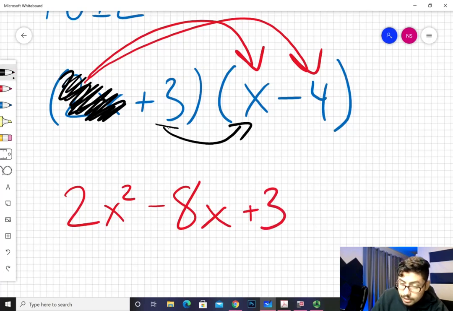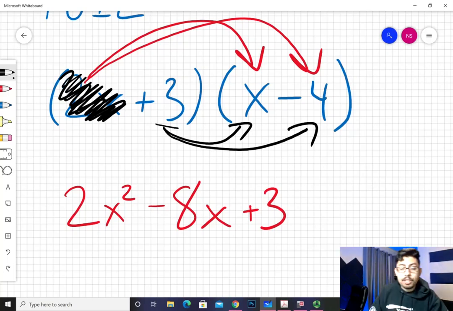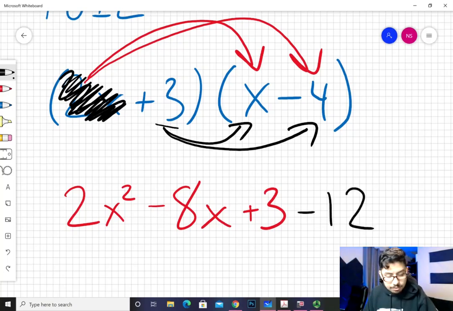Then, same as before, the 3 times the negative 4. It's always that 2 distribution process that we do. Positive 3 times negative 4, that's easy. That's just a straight multiplication problem. There's no variables involved. This is easy. It's negative 12. Keep the same color, please.